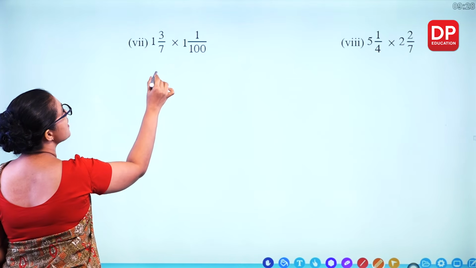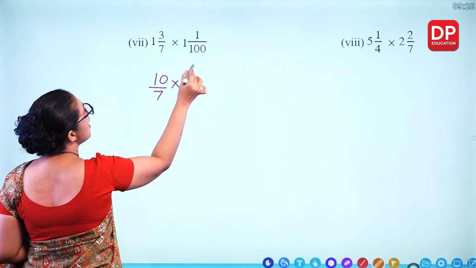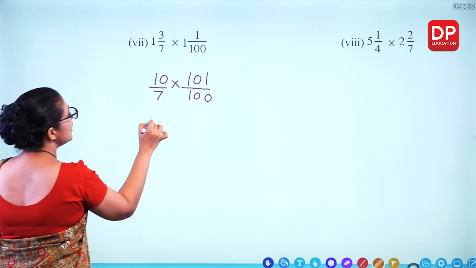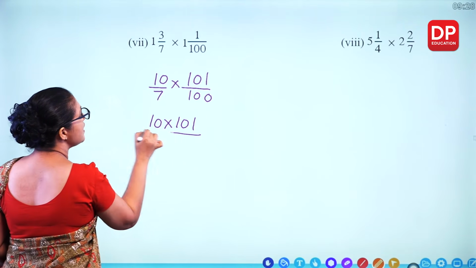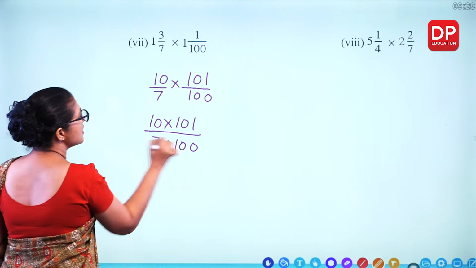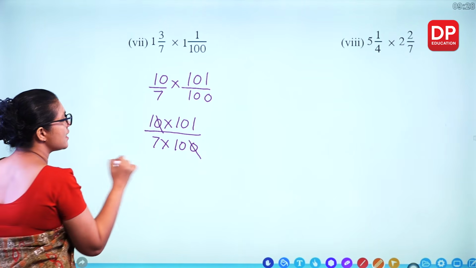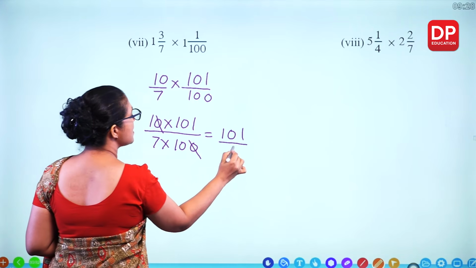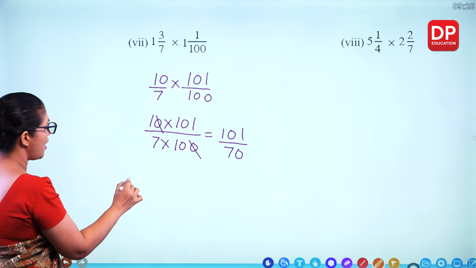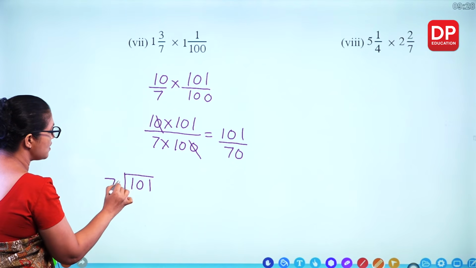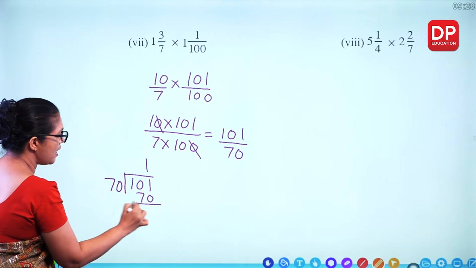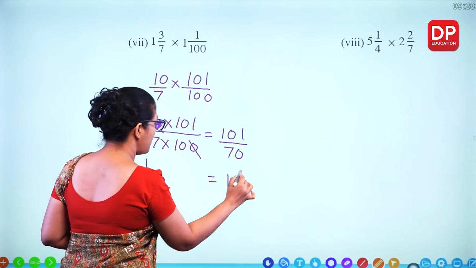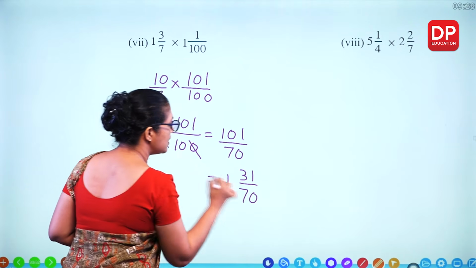Another question. Convert to improper fractions. 7 times 1, 7 plus 3, 10. 100 times 1, 100 plus 1, 101. Multiply the numerator separately and denominator separately. The zeros get cancelled out. So you get 101 over 70. So 101 over 70 means you get 1. What's the remainder? 31. So you can write 1 and 31 over 70.